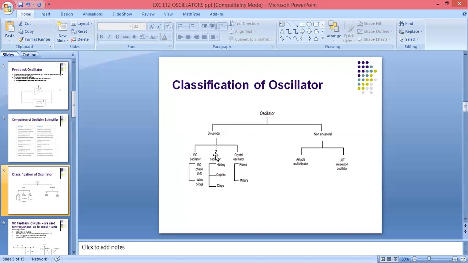LC oscillator means what? In the oscillator we are using an inductor and a capacitor. There are three types: Hartley, Colpitts, and Clapp oscillator. And in the crystal oscillator, again there are two types, Miller and Pierce oscillator. So here we have to study the RC phase shift and the Wien bridge.